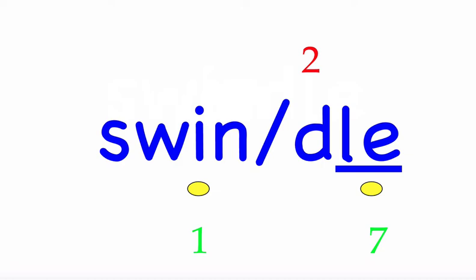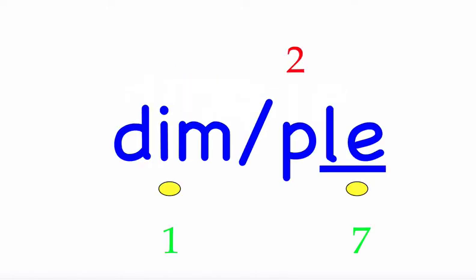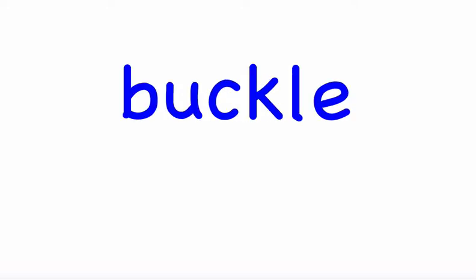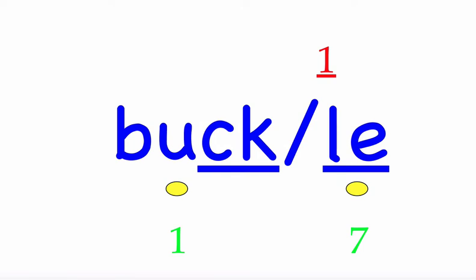Row 7, dimple. Dimple. The baby had a dimple. Dimple. Dim, three sounds. D, i, m. Pull, two sounds. P, ul. Dimple. Buckle, buckle. Buckle up your seatbelt. Buckle. Buck, three sounds. B, u, k. Ul, one sound. Buckle. Syllable rule 1 is underlined because an exception to the division rule is occurring here.